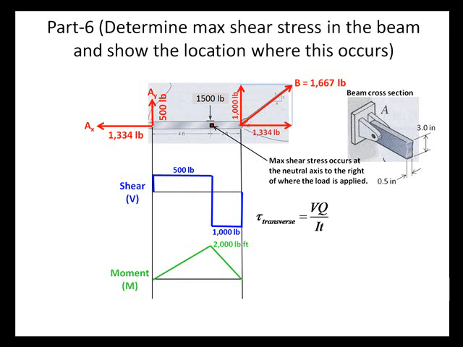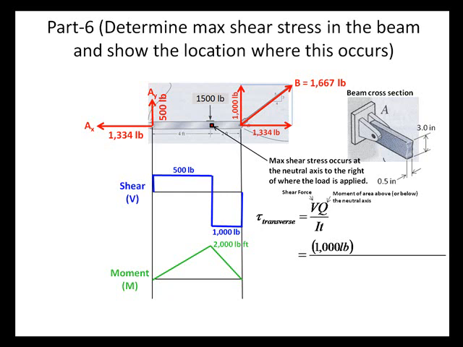The shear stress is given by the equation VQ over IT, where V is the shear force. In this case, we're looking for the worst shear force, which is 1,000 pounds. That's why we've chosen the location we have. Q, the worst Q, of course, is at the neutral axis. And a definition for Q is the moment of area above or below the neutral axis.